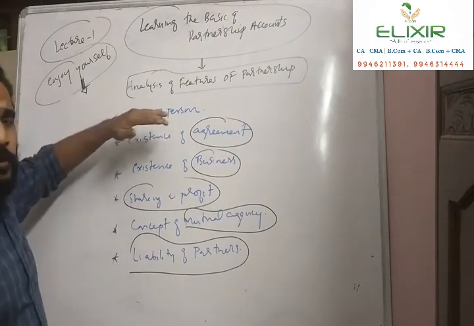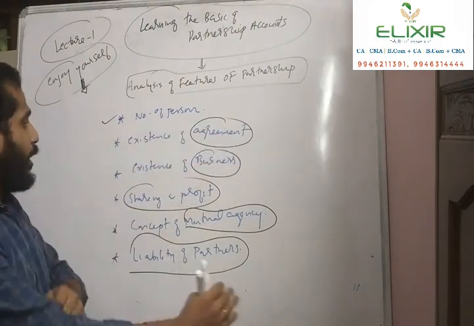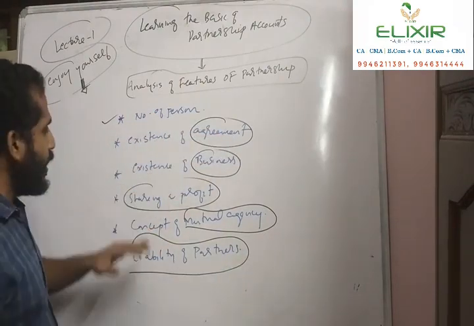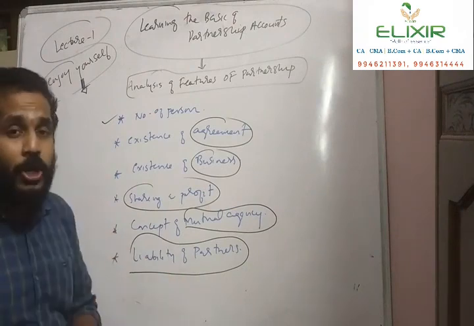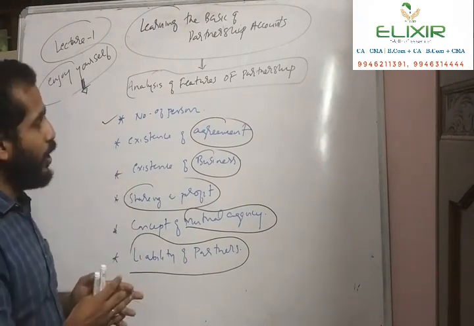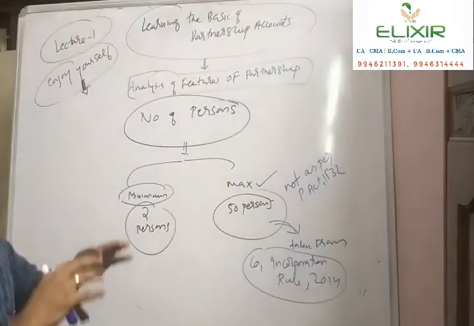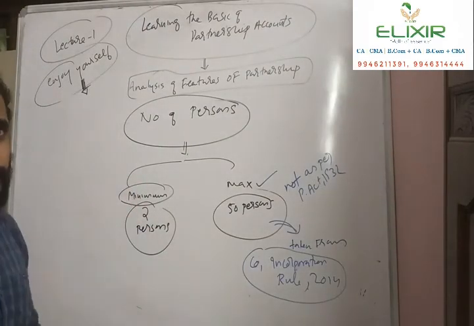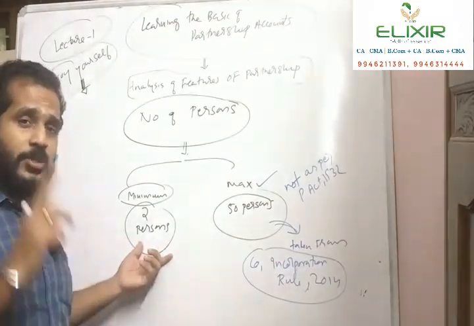Once again, the number of persons required to constitute a partnership, whether any agreement is required, the concept of business, sharing of profit, the concept of mutual agency, and the liability of partners. We have to analyze each and every feature in order to have a clear understanding of the partnership business. And regarding the number of persons to constitute a partnership firm, all of you are well aware that the minimum number of persons is 2.